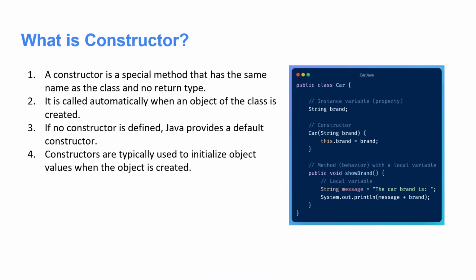What is a constructor? A constructor in Java is a special method that's used to initialize objects. It has the same name as the class and doesn't have any return type, not even void. As soon as you create an object, the constructor gets called automatically. If you don't explicitly write one, Java will provide a default constructor for you. Constructors are super useful for setting initial values when your object is created.